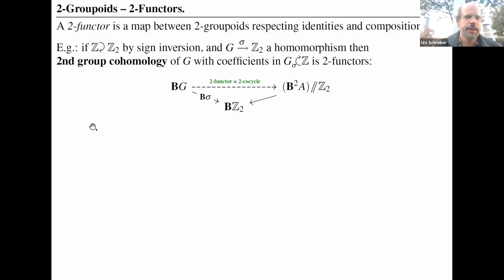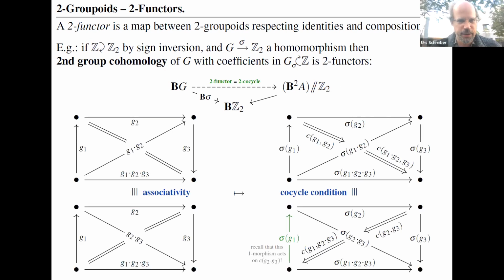Then we can consider a classical concept, the degree 2 group cohomology of G with coefficients in the integers regarded as a G-module via this action, right? G maps to Z mod 2, which acts on Z, so Z becomes a module over the group G, and we can ask for the group cohomology. And I claim, it's a little exercise now, and I'm going to show the diagram in a moment, that two-functors from BG to this semi-direct product group, as defined on the previous slides, are exactly cocycles in that group cohomology. So here I spelled out how this works.